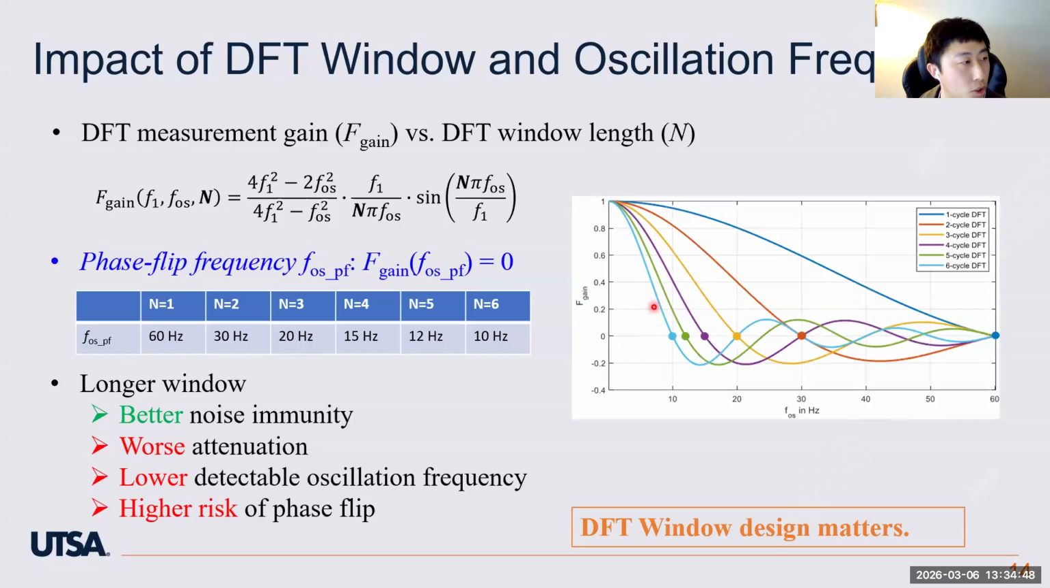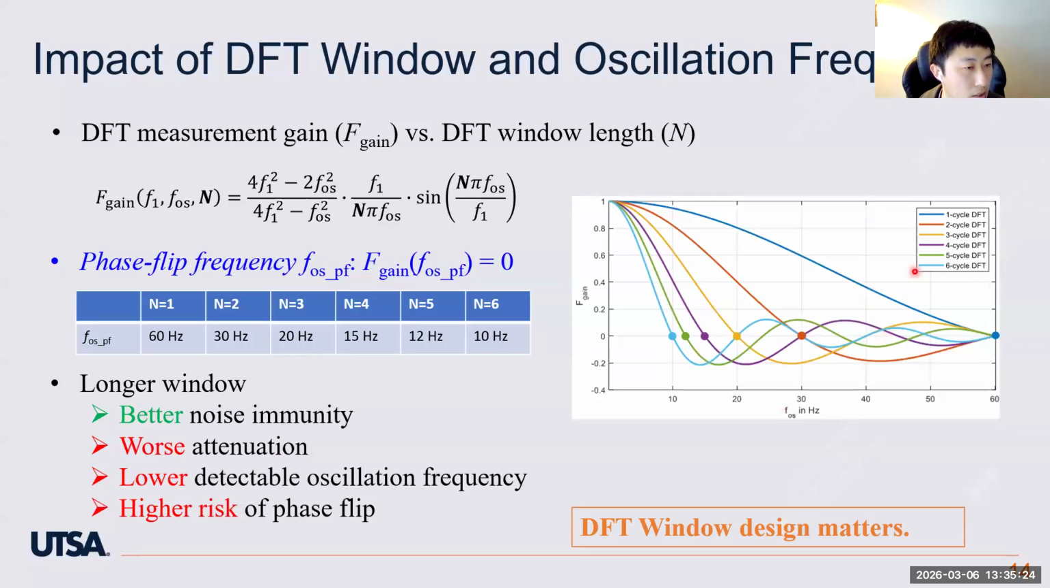So next 2 slides will show what is the impact of the 2 important factors of the f-gain function. One is the DFT window length, which is n here. So if we try different n values from 1-cycle DFT all the way to 6-cycle DFT, we're going to draw the f-gain function versus the oscillation frequency, FOS.